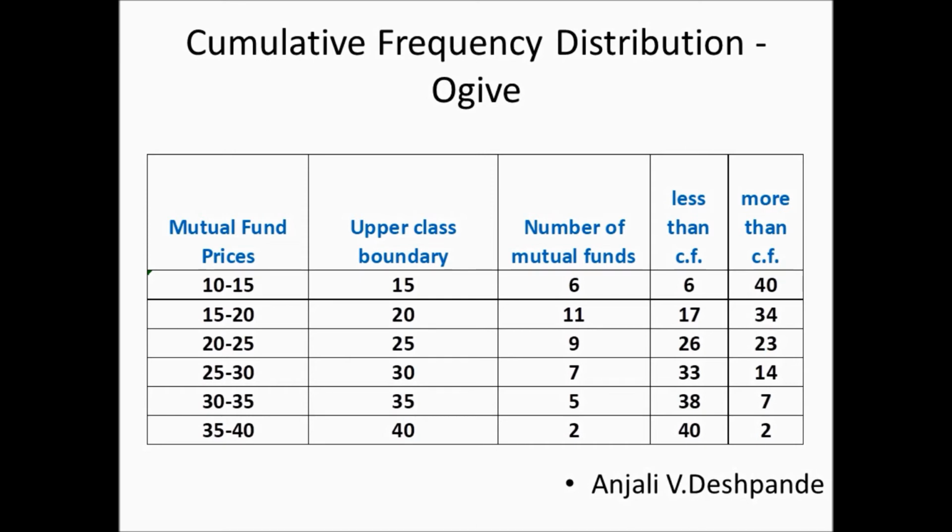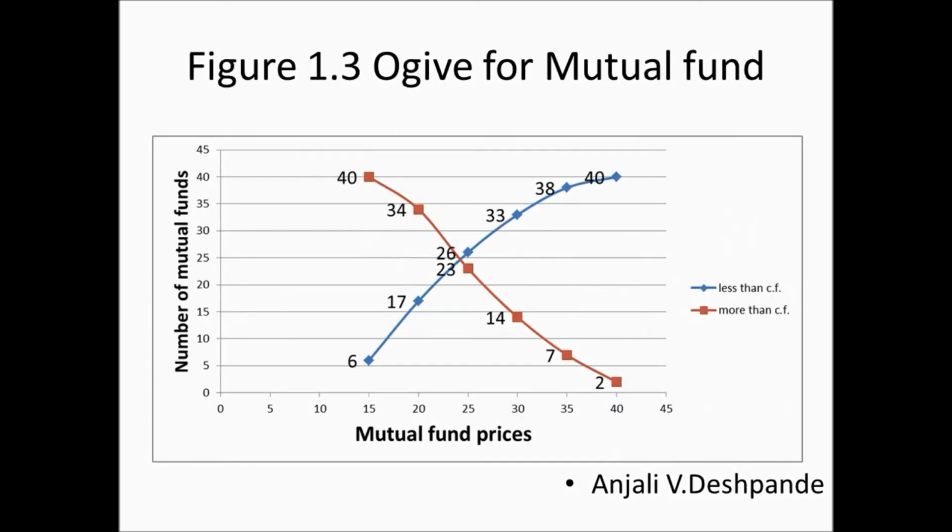Because we are using cumulative frequency distribution, that is why it is the CF distribution curve, or it is also called the ogive. So here you can see what has been done. Here we have taken cumulative frequencies into account. The curve which you see in the blue color is the less than CF. Again you can rewind the video and see the less than CF values: 6, 17, then 23, 33, 38, 40.